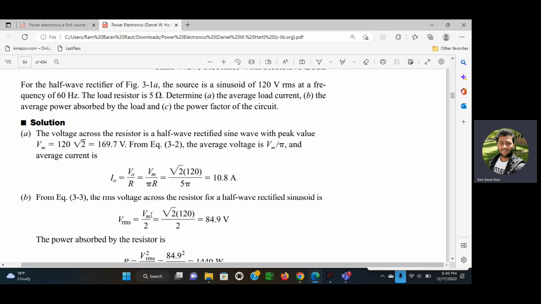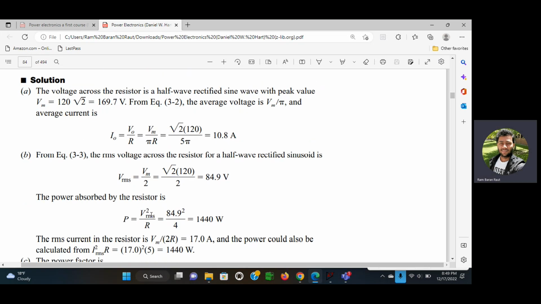So for average power, the power absorbed by the resistor, they are using V squared RMS voltage. We know the power is nothing but the square of the voltage, basically in RMS, divided by the load resistor. So the power is 1.44 kilowatt. Now we are going to see how much power we are getting in LTspice.